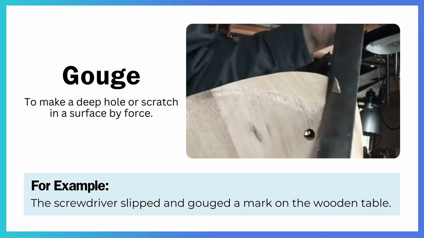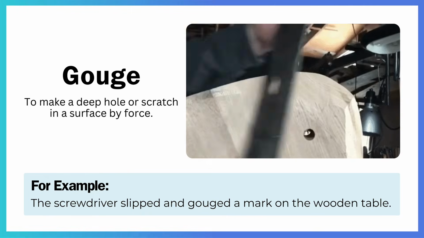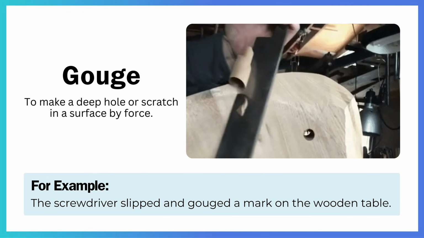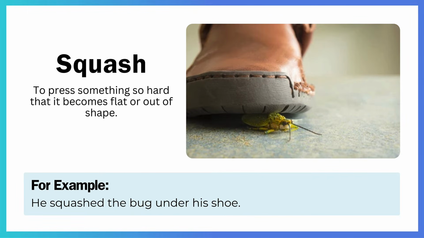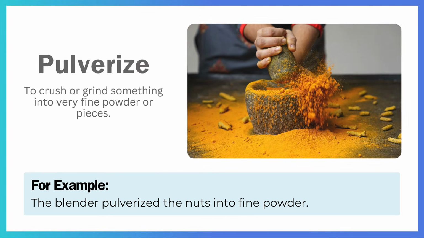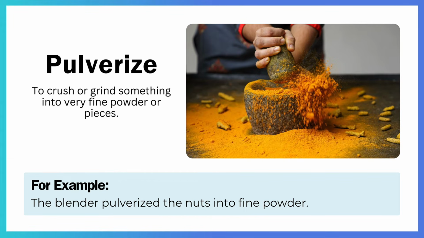Gouge. To make a deep hole or scratch in a surface by force. Chip. To break off a small piece from a hard surface. Squash. To press something so hard that it becomes flat or out of shape. Pulverize. To crush or grind something into very fine powder or pieces.